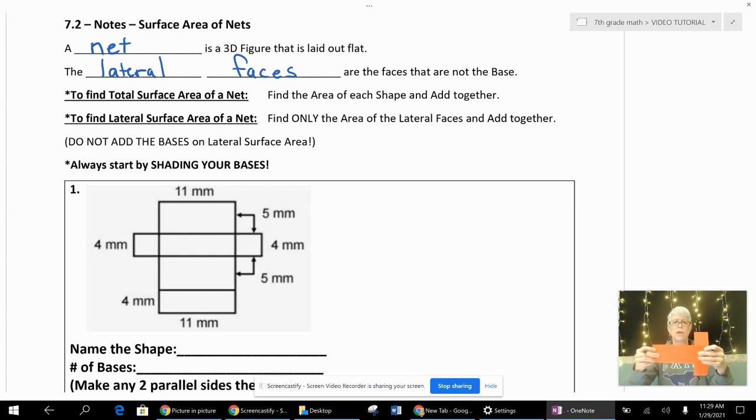If I wanted to know the total surface area, then I would add up 1, 2, 3, 4, 5, 6 areas. I'd find the areas of all these shapes and I'd add them up. If I want to know the lateral, so here's vocabulary, the lateral surface area, I would only add up these four sides. Again, total, all of it, lateral, only these four sides.